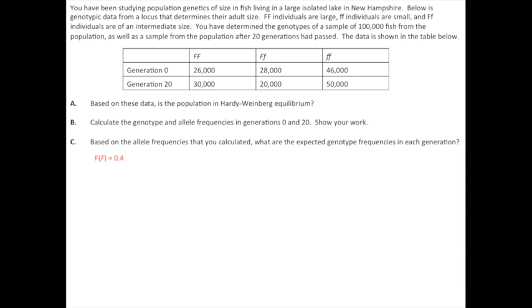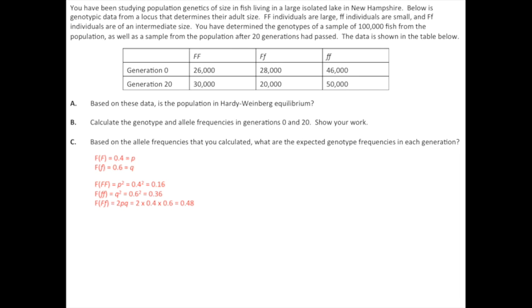Recall that the frequency of the big F allele is 0.4, and the frequency of the little f allele is 0.6. We'll designate the frequency of big F as P and little f as Q. You can switch the P's and Q's if you want, as long as you clearly define which one's which. Okay, so the predicted frequency of the big F homozygote is P squared, or 0.4 squared, which is 0.16. The predicted frequency of the little f homozygote is Q squared, or 0.6 squared, which is 0.36. And the predicted frequency of the heterozygote is 2pq. So that's 2 times 0.4 times 0.6, or 0.48. Easy peasy.